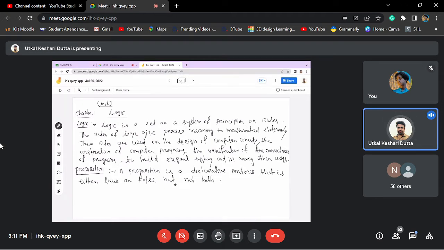That means choose a sentence. That sentence must be a declarative sentence. That is the first condition. After that, check the truthness of that sentence. The sentence must be either true or false. If the sentence is neither true nor false, that is not a proposition. And not both. If the sentence is true as well as false, that is also not a proposition. A proposition is a declarative sentence whose truthness must be true, otherwise it is false. Okay.